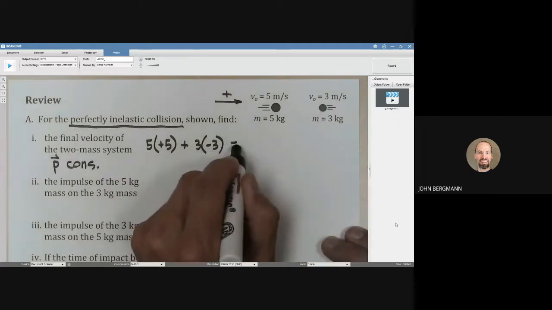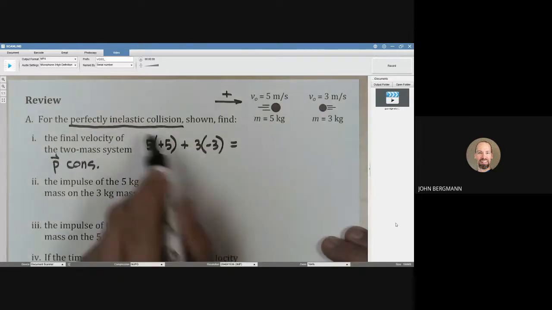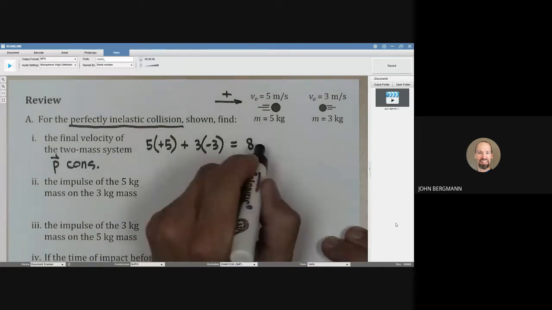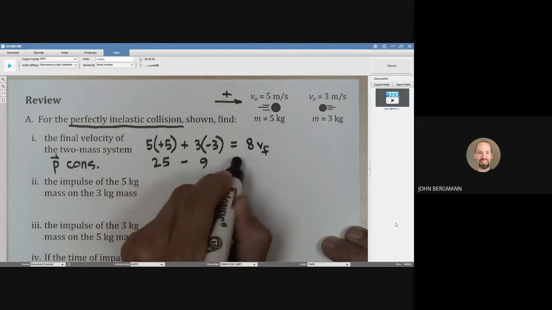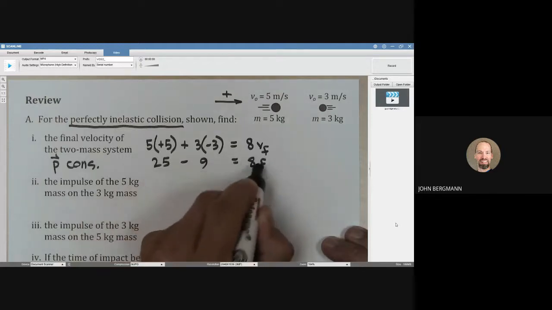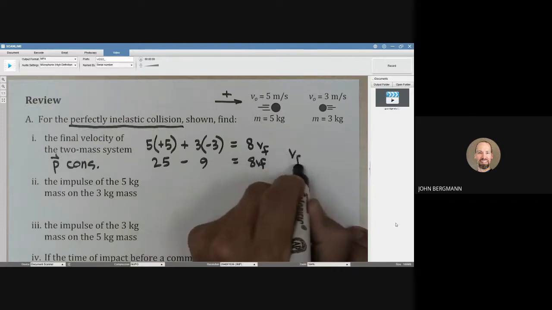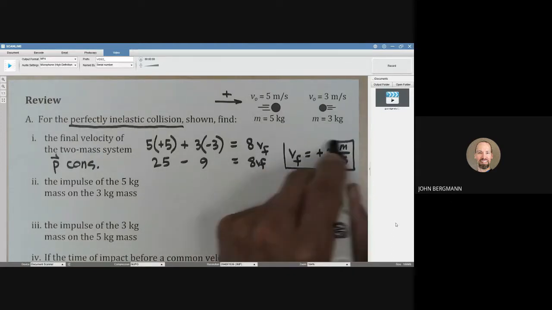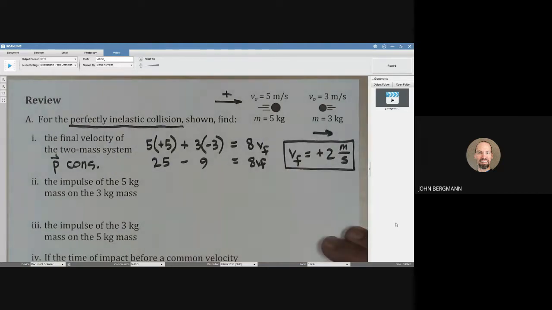That needs to equal the total momentum at the end. At the end, we're told that these masses are stuck together, so the total mass will be 8. And what's V final? 25 minus 9 is equal to 8 times VF. So I'm thinking that VF comes out to be +2. In other words, 2 meters per second to the right.